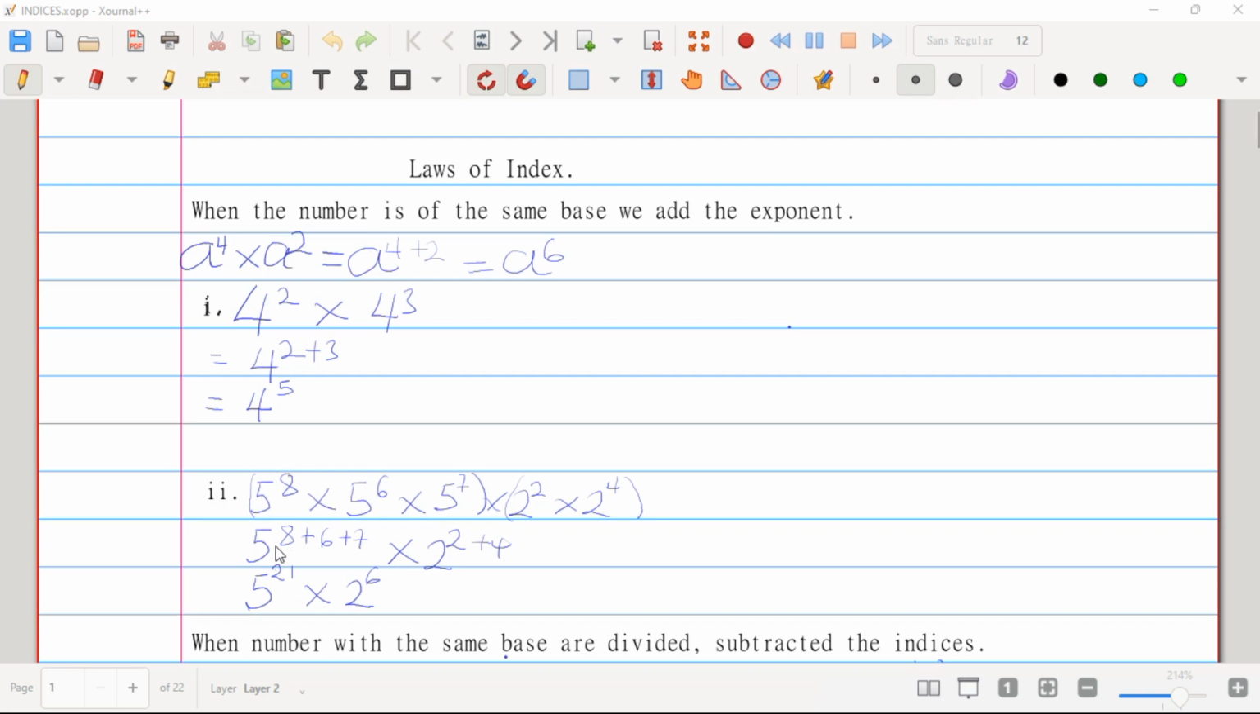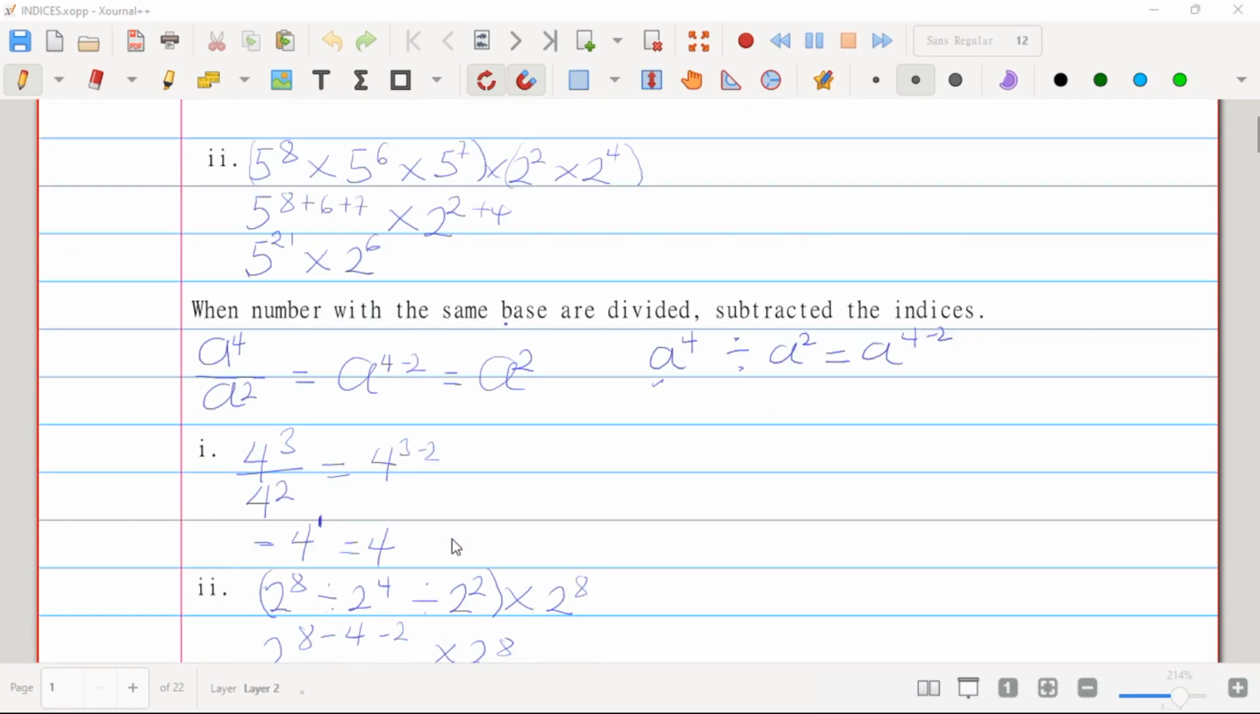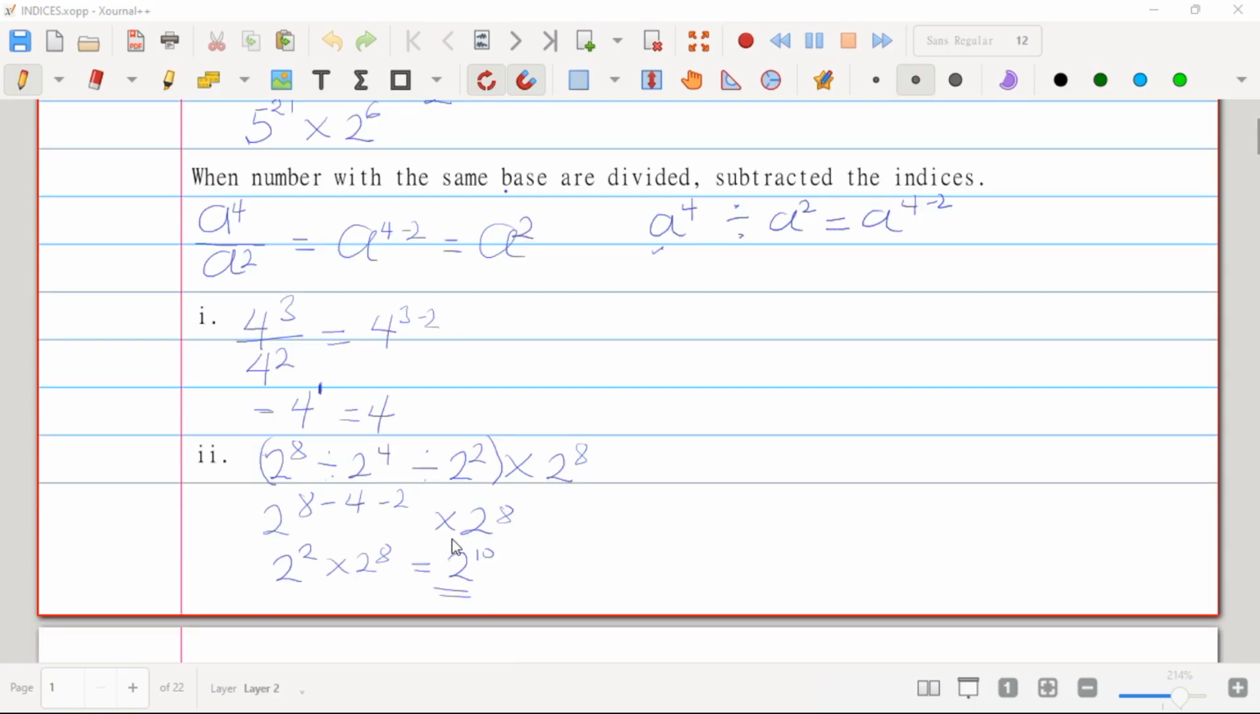So here you are going to have 5 raised to the power 8 plus 6 plus 7 times 2 raised to the power 2 plus 4. Since they have the same base, you are just going to add the exponents. When you add everything, you are going to have 5 raised to the power 21 times 2 raised to the power 6. So this will be our final answer.